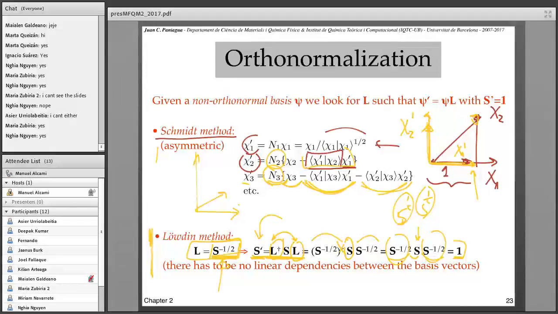So this is a simple way and also a symmetric way of orthonormalizing a basis set. Well, let's stop here, and next day we will see an even better way of doing this that is very interesting in quantum chemical applications.